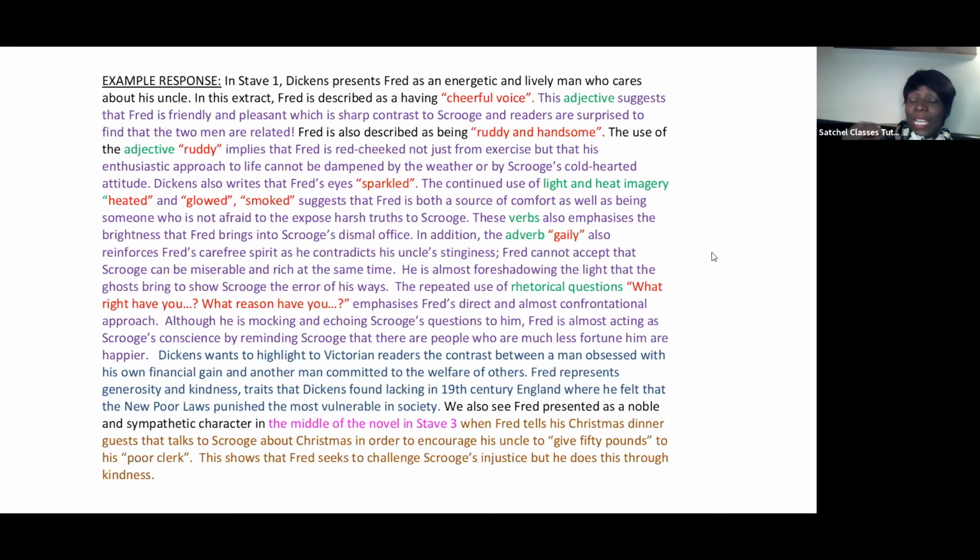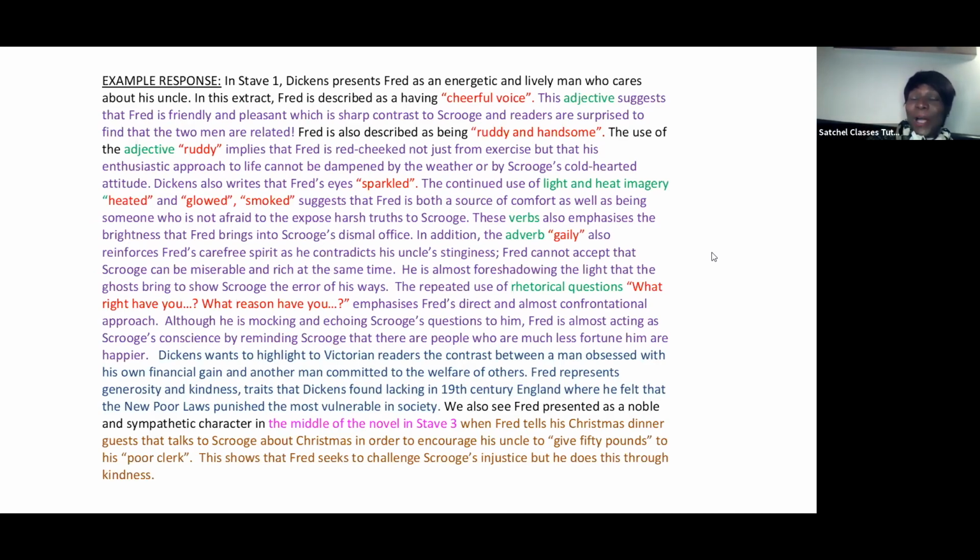We also see that Fred is presented as a noble and sympathetic character later on in the middle of stave 3, when Fred tells his Christmas dinner guests that he talks to Scrooge about Christmas in order to encourage his uncle to give £50 to the poor clerk. And this shows that Fred seeks to challenge Scrooge's injustice, but he does this through kindness.